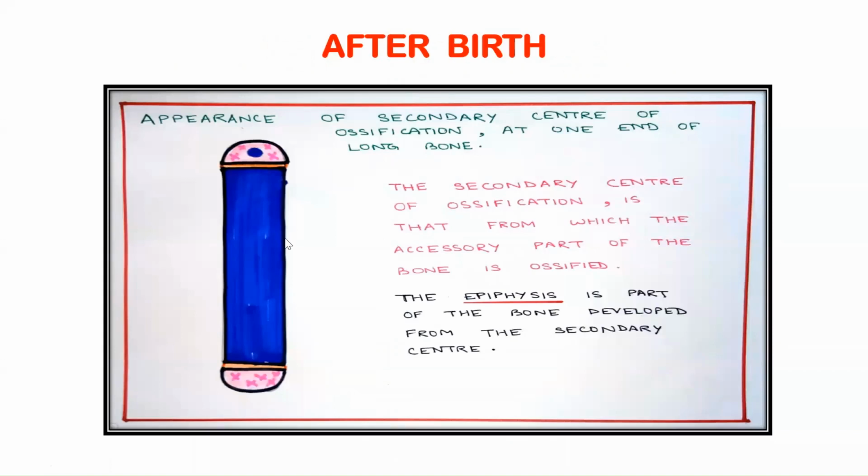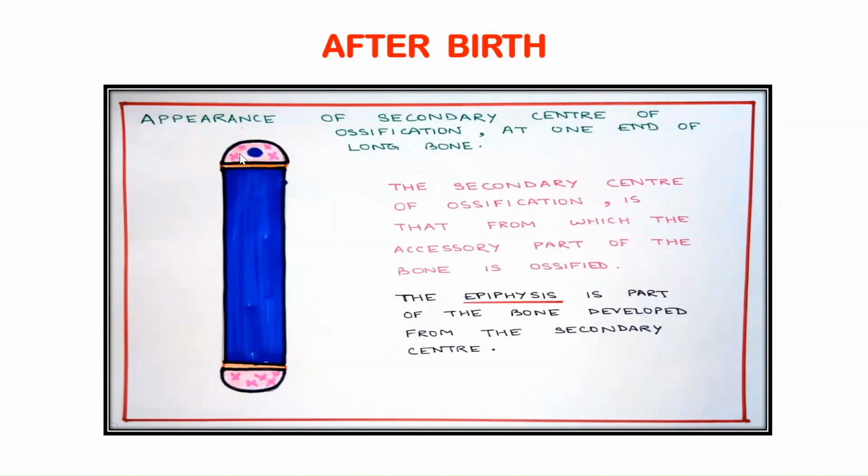So after birth, we can see that the shaft of the long bone is already ossified and the shaft is separated from the epiphysis by means of the orange colored epiphyseal cartilage. So the ends are still cartilaginous. Then what is going to happen is that the secondary center of ossification is going to appear at one end of the long bone. So the secondary center of ossification is that from which the accessory part of the bone is ossified. So the epiphysis of the bone is developed from the secondary center.